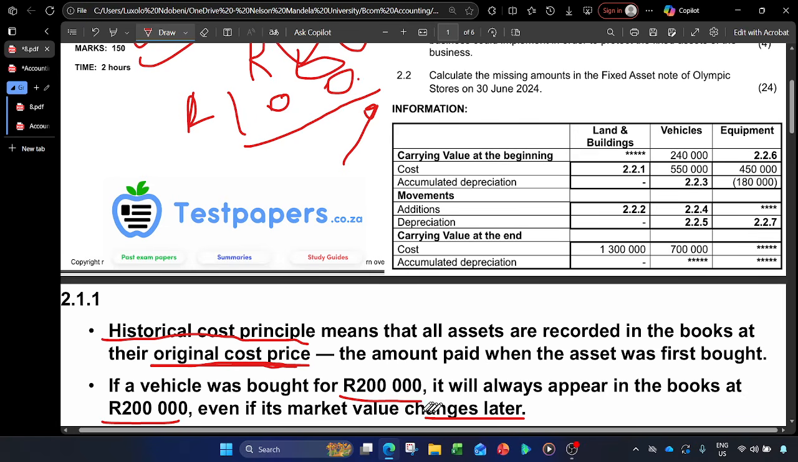So what changes the market value of the assets? Firstly, it is the depreciation. Remember, guys, when you say cost minus accumulated depreciation, you get the carrying value, right? At the beginning there is no depreciation, so there is zero accumulated depreciation, and the carrying value will be equal to the cost. At the end, you will say plus additions minus depreciation, then we get the carrying value at the end, right?